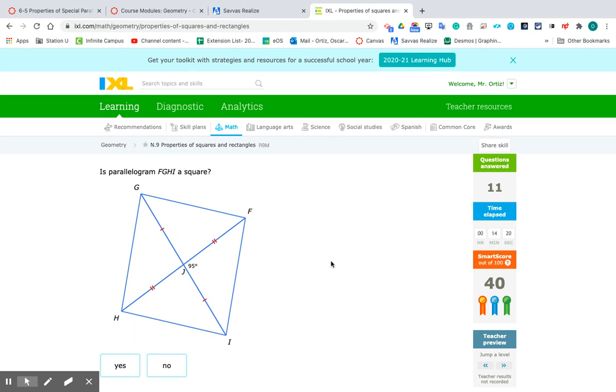now, is this a square? Clearly, diagonals are not perpendicular. They are not making a right angle. The angle is 95 instead of being 90. So I know this is not a square.